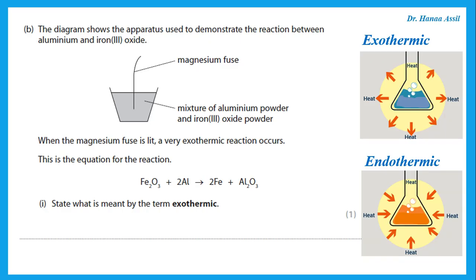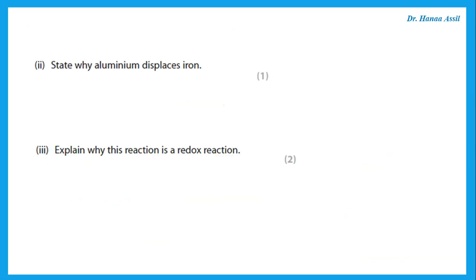To the surrounding solution. So if we measure the temperature of the solution, an exothermic reaction will become hotter. Temperature goes up. An endothermic reaction will become colder, temperature goes down. So if we say what is meant by exothermic, a reaction that gives out heat.